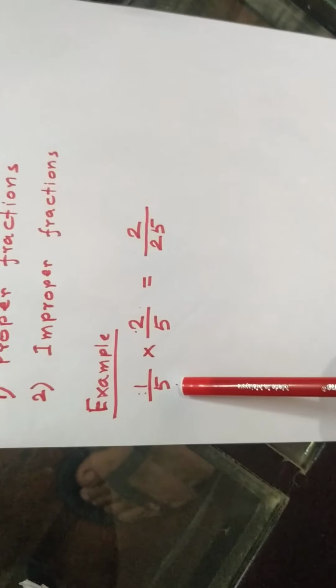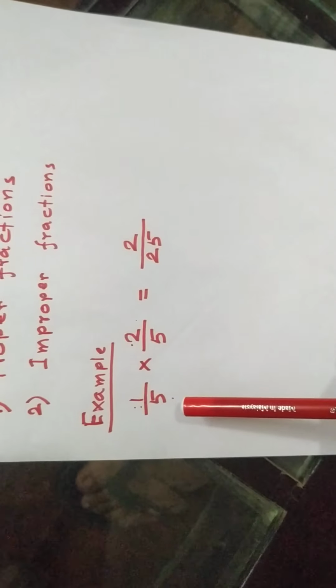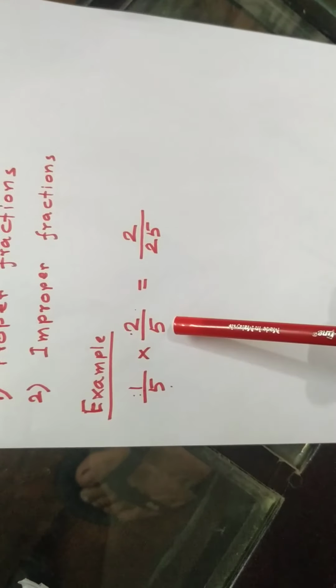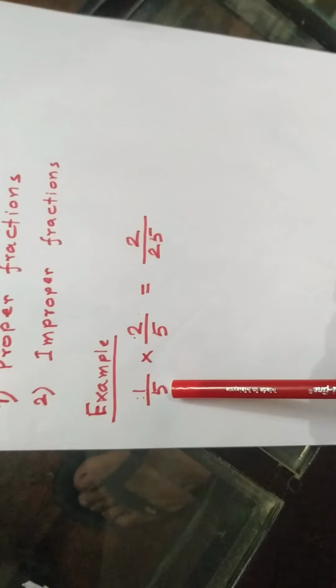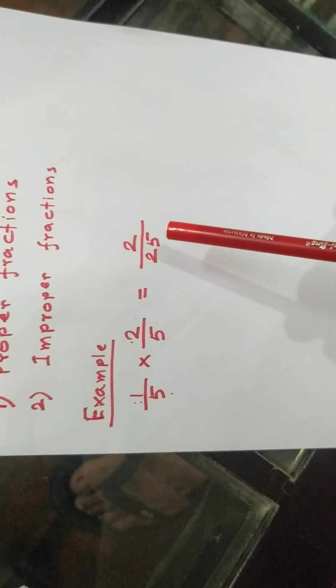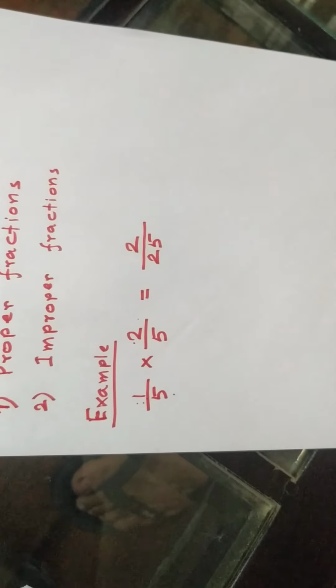2. Now let us turn our eyes towards the denominator. The denominator of the first fraction is 5. The denominator of the second fraction is 5. So when I multiply 5 with 5, what do I get? 5 into 5 gives us 25.